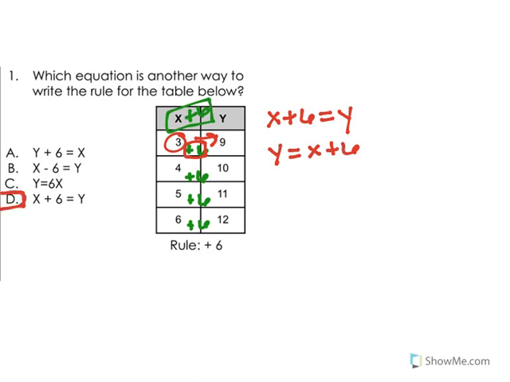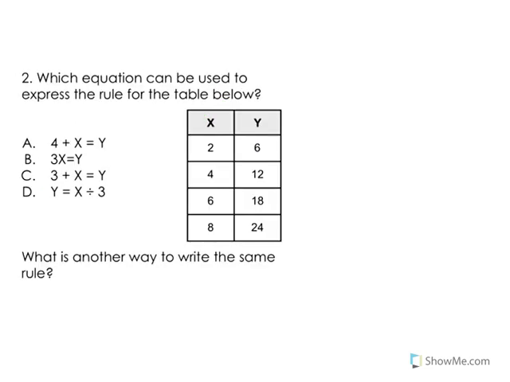Let's look at another example. It says, which equation can be used to express the rule for the table? I see this time I first need to find the rule. First, I can see that the y is increasing each time. So I know that we're using either an addition or a multiplication rule.